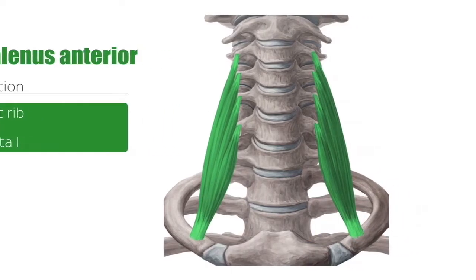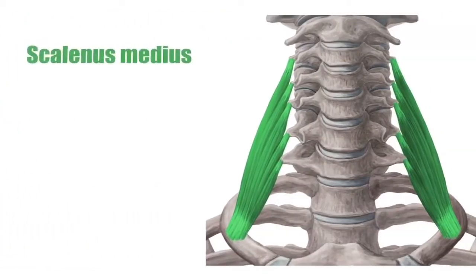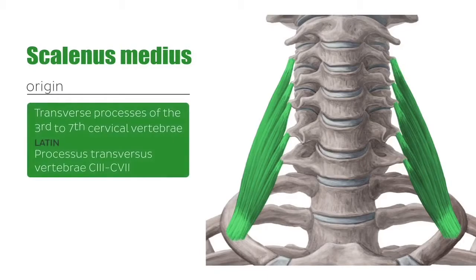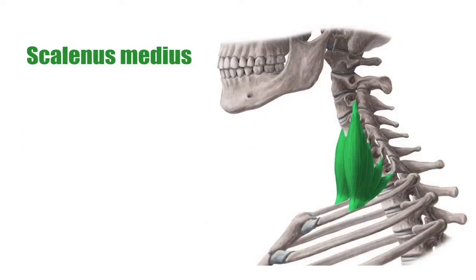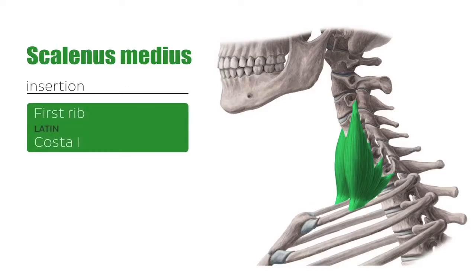The next one that we're going to be talking about is known as the middle scalene. In terms of origin points, the middle scalene starts at the transverse processes of the 3rd to 7th cervical vertebrae. And in terms of insertion point, as you see now on this image that we're looking at from a lateral left view of this muscle, like the anterior scalene, this muscle will insert at the 1st rib, dorsally from the anterior scalene.